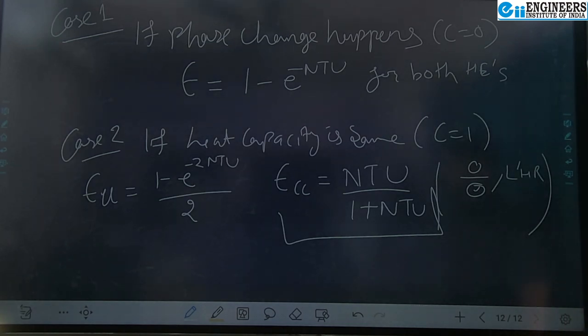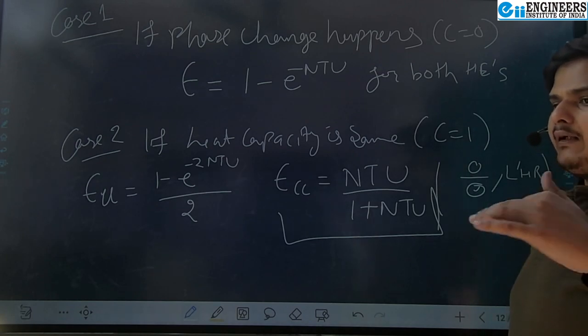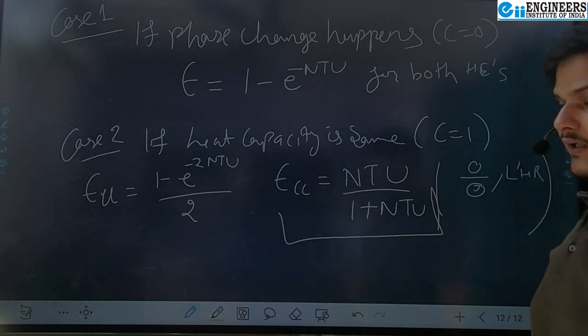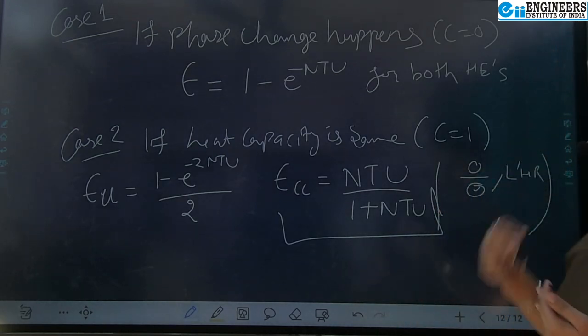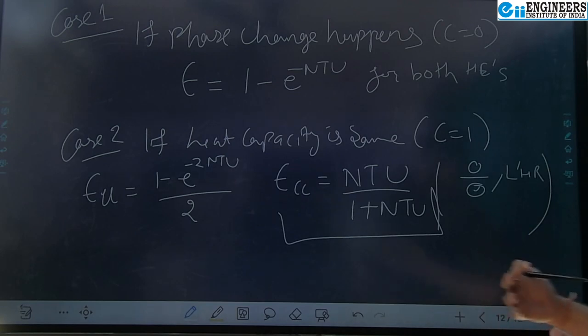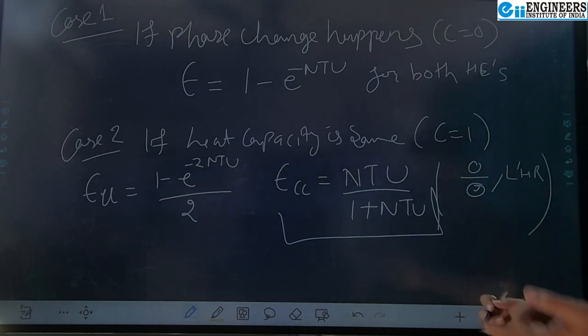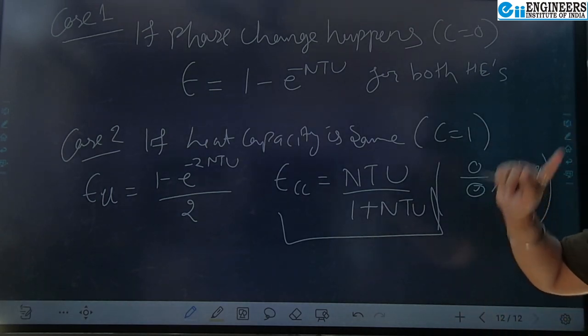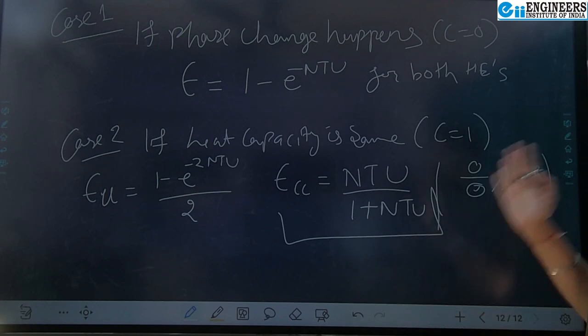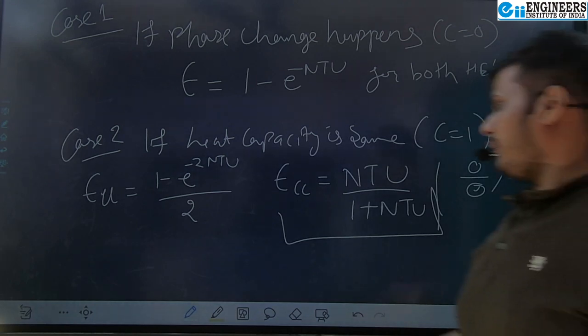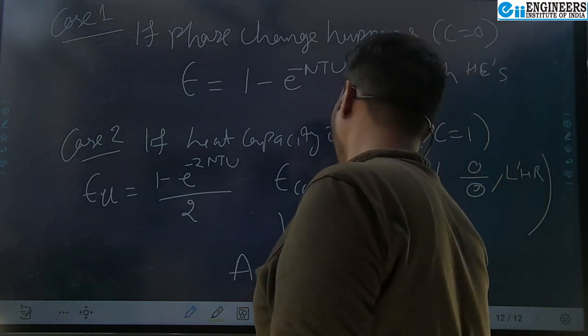In order to determine the temperature, if you know the energy balance equation, you can find it from there. If you know the NTU and capacity ratio, then you can calculate the effectiveness. From the effectiveness, you can calculate the temperature. Then from the temperature, you can calculate the area. So this NTU method is an effective way to determine the area of a heat exchanger.